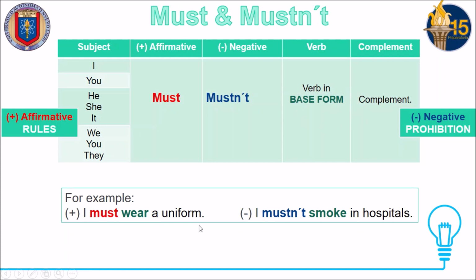I must wear a uniform. So with the rules, obviously you have stronger consequences. If you don't wear the uniform, maybe they don't let you enter the high school, so that's why it's a rule. Negative form, a prohibition. So I mustn't smoke in hospitals, obviously, because they are treating sick people, so that's something that you can't do.